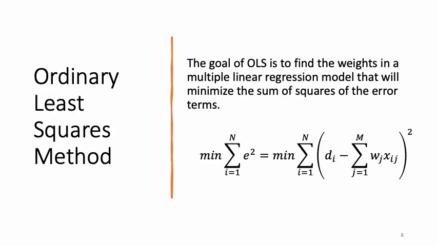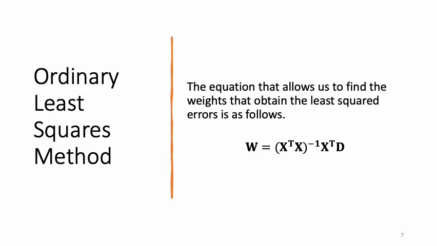The goal of OLS is to find the weights in a multiple linear regression model that will minimize the sum of squares of the error terms. The equation that allows us to find the weights that obtain the least squared errors is as follows. Here, the X value is the matrix form of the input part of the dataset, which contains all the independent variables. Similarly, the D value is the matrix form of the output part of the dataset, which contains all the dependent values.